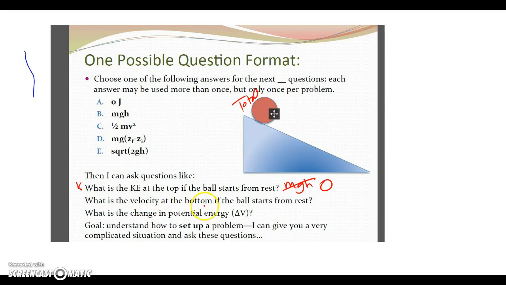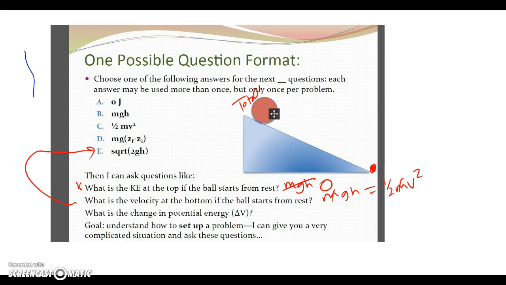Now, what is the velocity at the bottom if the ball starts from rest? Well, at the top it had mgh as its total, and that should equal 1/2 mv squared. So if we try to solve for v, we're going to get a 2. So the velocity for this is going to be the square root of that, because at the bottom all the potential has turned to kinetic.